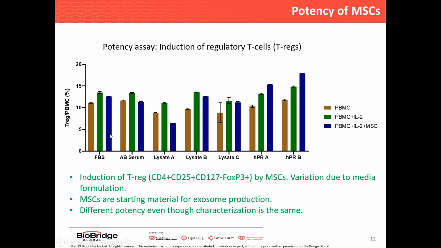And what you're comparing here is you're taking peripheral blood mononuclear cells, mixing them in with IL-2 to help induce, and also your MSCs. And what you're looking for is really a differential in the blue line compared to the brown and the green. And you can see that you get a little bit of level from fetal bovine serum, AB serum, lysate B and C. But you can see here in lysate A, it actually goes down, which means it's not inducing Tregs. But you look at your other 2 supplements over here, you actually see quite a large increase of induction.